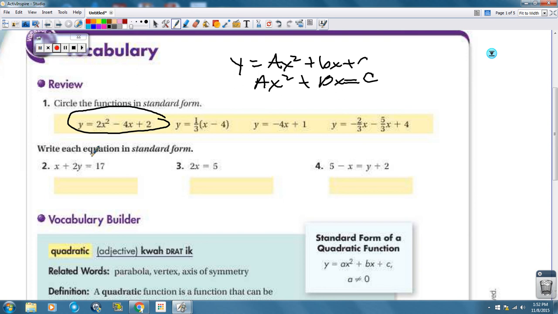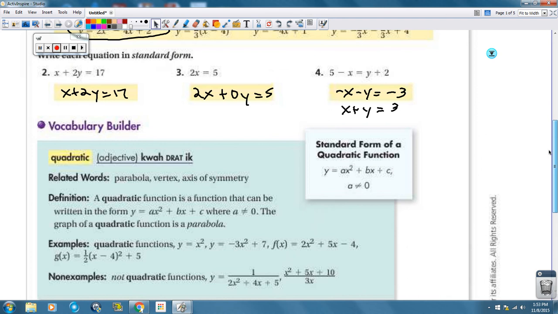Now here they ask you to put them in standard form. Write each equation in standard form. So this one is fine. x plus 2y equals 17. This one is 2x plus 0y equals 5. And then this one you want to move the 5 to the other side. So it would be negative x minus y equals negative 3. So basically x plus y equals positive 3. Okay, let's keep going.